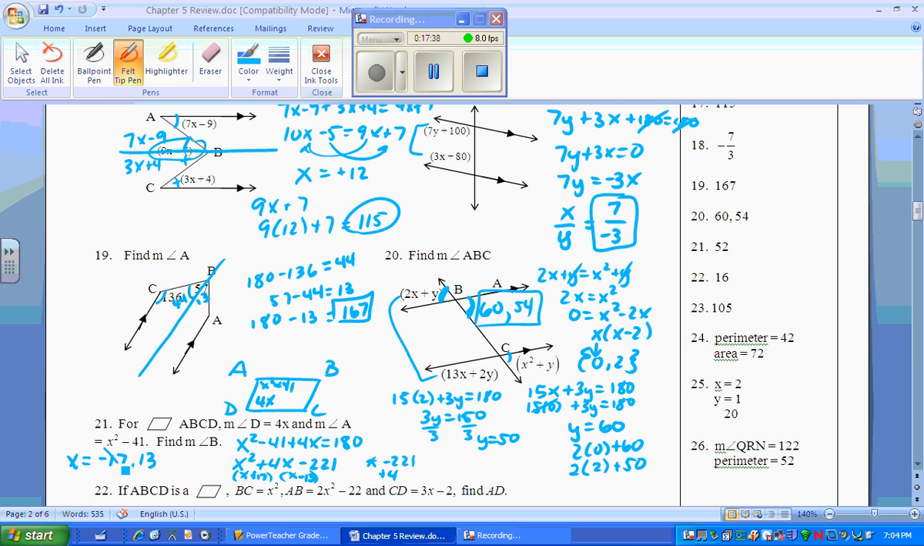Well, negative 17 is not going to work in 4x, so 13 is the only x that works. We want the measure of angle B. Well, the measure of angle B is the same as the angle D because opposite angles in there are congruent. So we do 4 times the 13, and we end with 52.